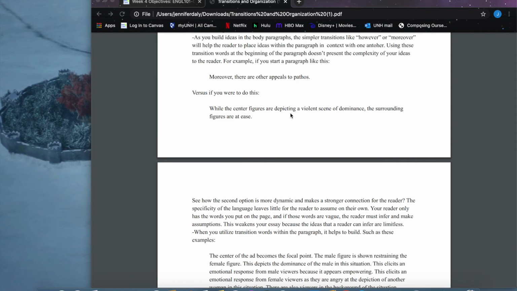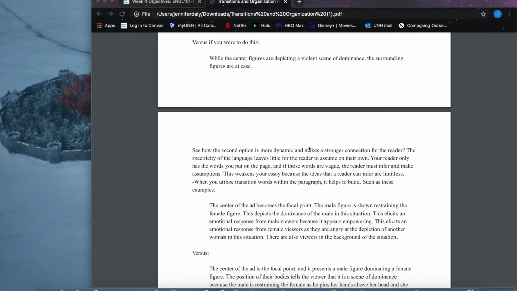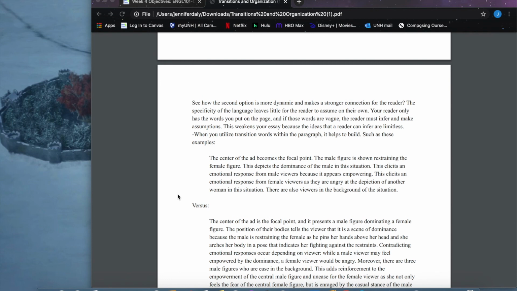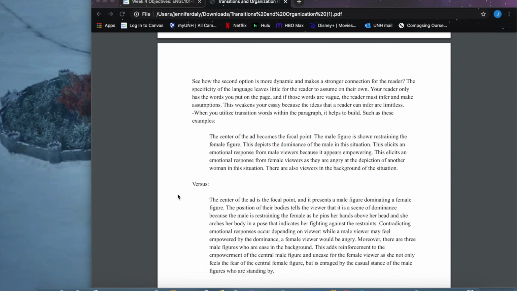Versus, while the center figures are depicting a violent scene of dominance, the surrounding figures are at ease, okay, for a more descriptive way in which we're transitioning. Second option is more dynamic. It makes a stronger connection, a more specific connection for the reader, okay? We don't want the reader making assumptions, okay? That is the enemy of your essay. That weakens your essay, okay? That's how you're going to have an unsuccessful essay.